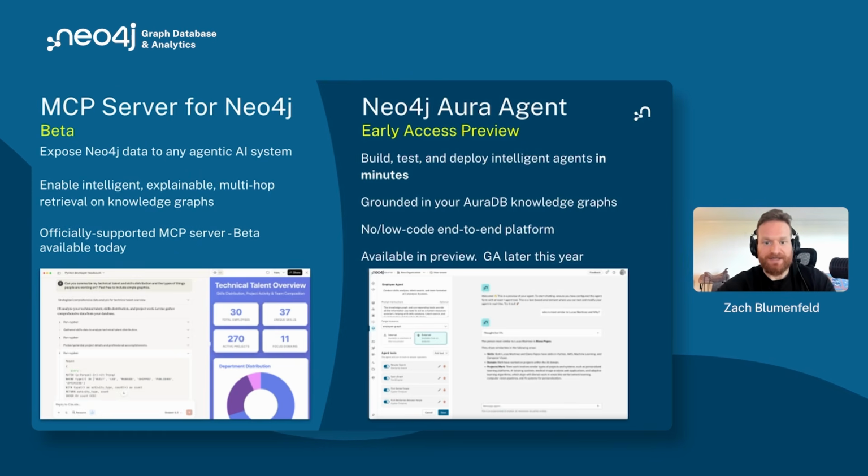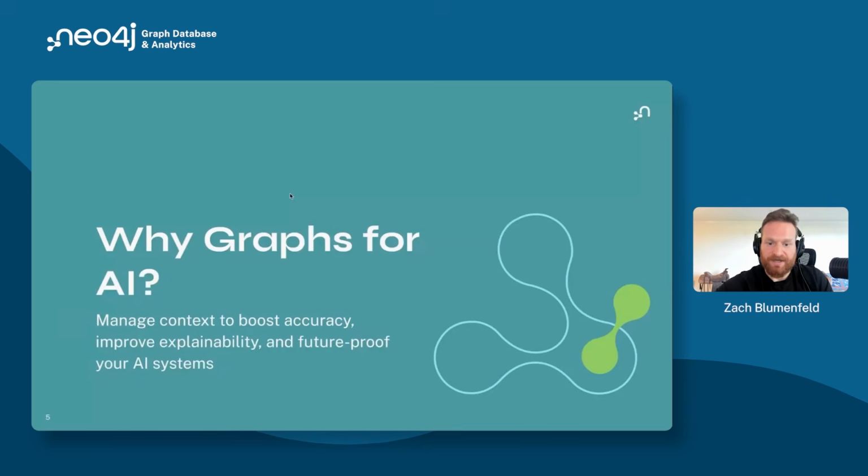The next thing that is also really cool is our Aura Agents, which is in early access right now. So it's in an early access program, or EAP. What that is, basically, is an end-to-end platform that lets you build, test, and deploy agents in a matter of minutes. It's low code, no code. It is grounded by default inside of your knowledge graphs, basically one of your AuraDB instances. And it's going to go GA later this year. So I'll show you both of these things live in a demo.